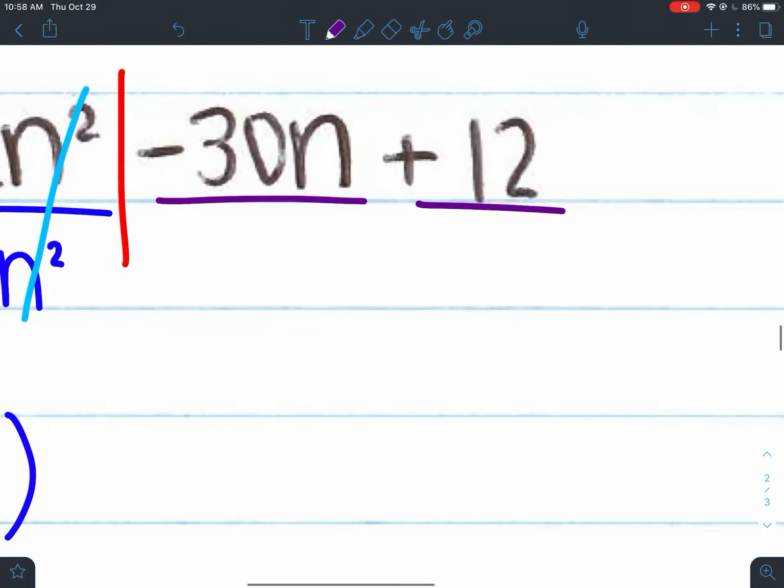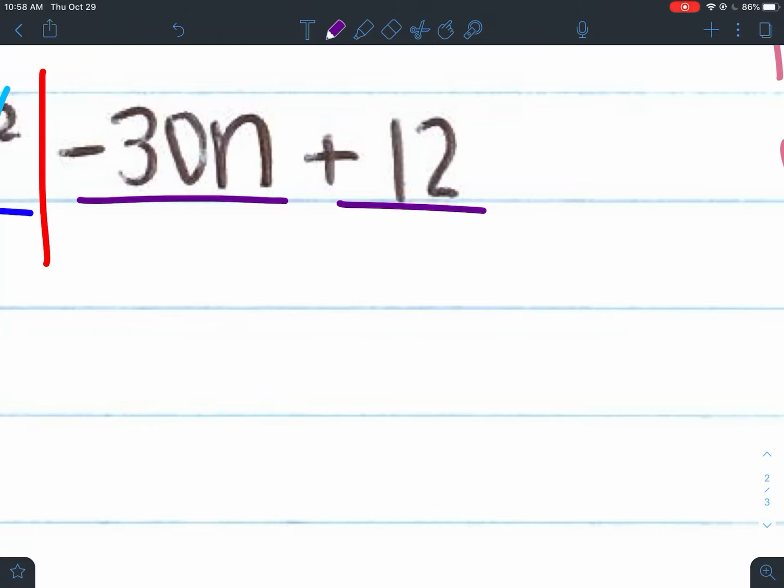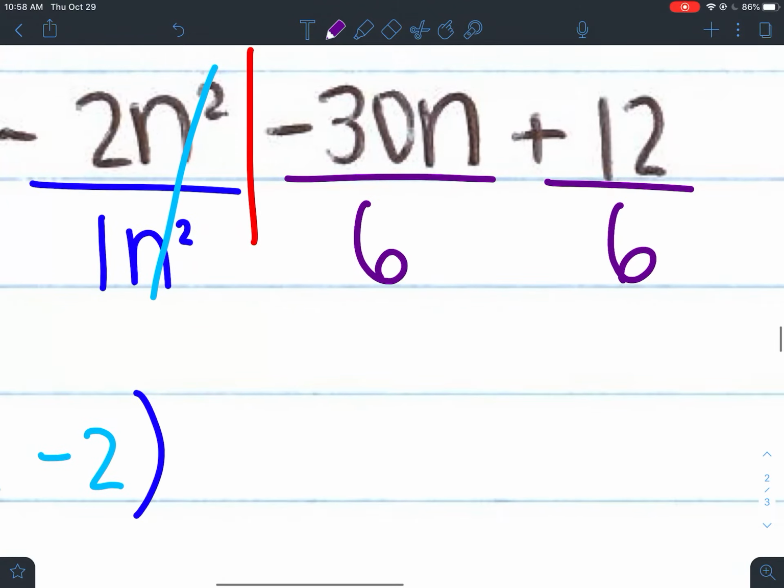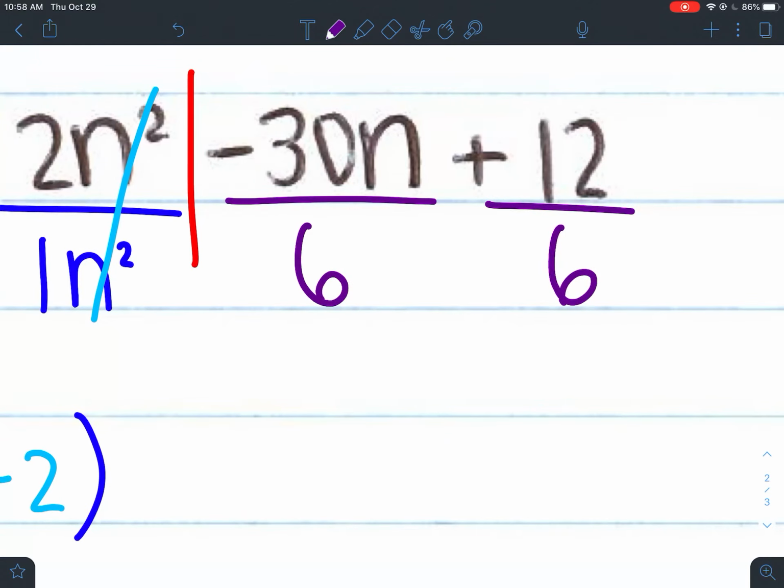Okay, I have my second group here. Now the largest number that goes into both 30 and 12 would be 6, I believe. Is it 6? I think so. Yeah, I think it is 6. Okay, the largest number I can take out is 6.